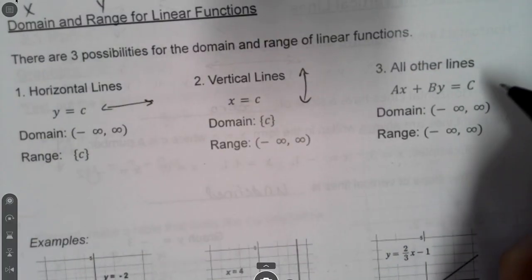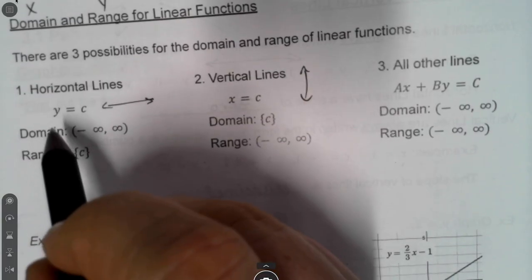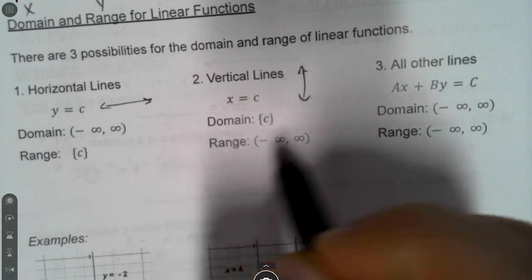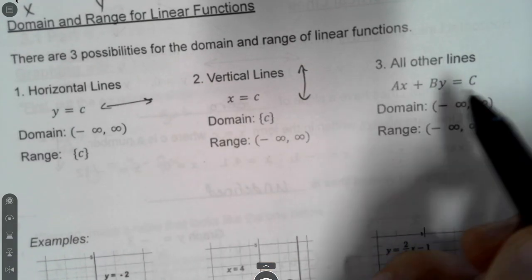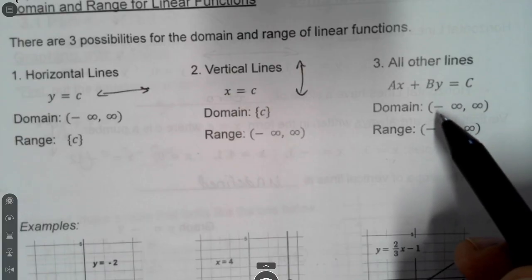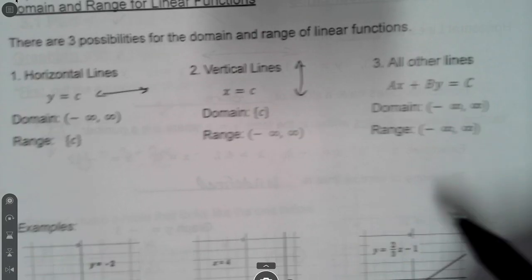Now all other lines, doesn't matter if they're in standard form or not. The point is, if it only has a y, this is true. If it only has an x, this is true. If they have both an x and a y, then it turns out the domain is negative infinity to positive infinity, and the range is negative infinity to positive infinity.